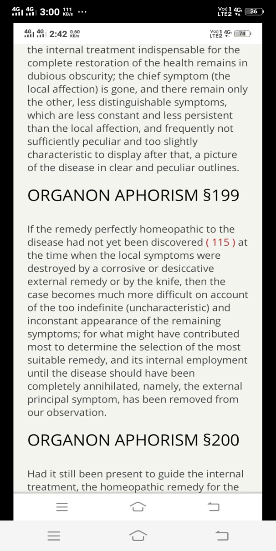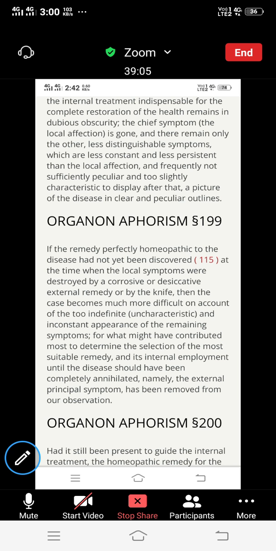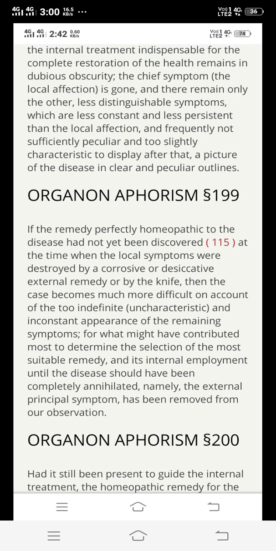Up till now, do all of you understand, or is there any difficulty regarding it? Yes? Okay, now the last three aphorisms are remaining. We will see those aphorisms.